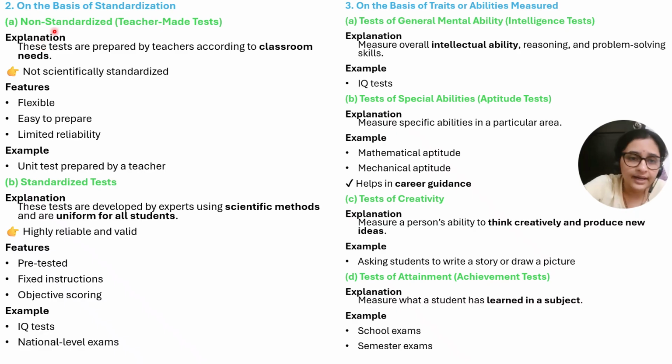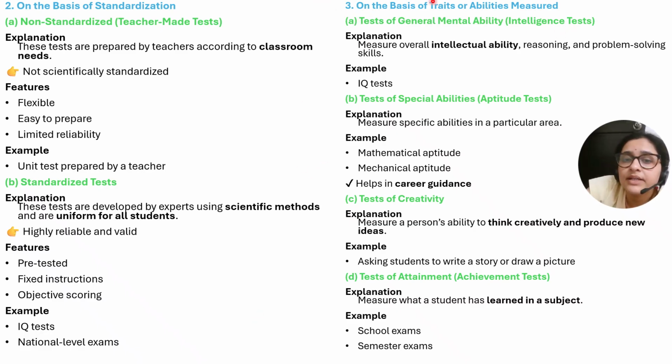Then, on the basis of standardization, they include non-standardized tests and standardized tests. Non-standardized tests are teacher-made tests. They are prepared by the teachers in the classroom according to the classroom needs. They are not scientifically standard. They are flexible, easy to prepare, and have limited reliability. Example: a unit test or a slip test that is conducted by the teacher at the end of the unit. Then standardized tests. They are developed using scientific methods and are uniform for all students. The examples are IQ tests, national level exams, and end semester exams, such kind of thing.